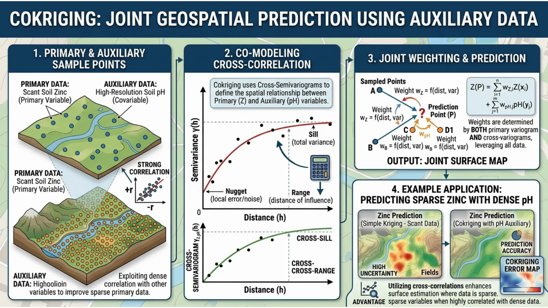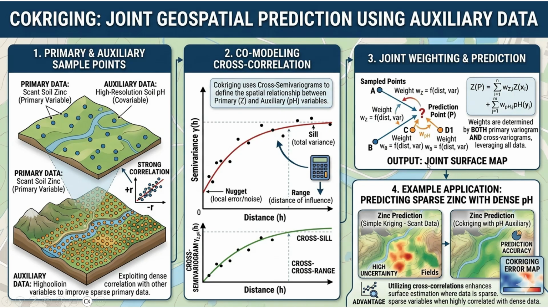So instead of using just one variogram, we use a cross semi-variogram. This models the relationship between two different variables over distance. Then you do the joint weighting. The maths becomes more complex, but the predictions are made using the weights of the original zinc samples plus weights from the nearby pH values.